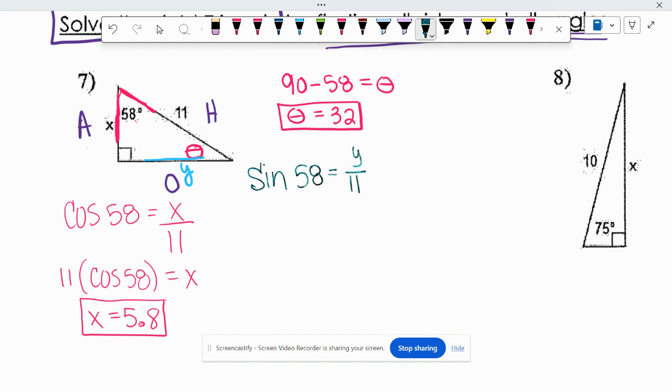Or we could use theta because we know what that is now, right? We could say, if we use theta, that would be the cosine of 32, because that's what theta is, equals y over 11.